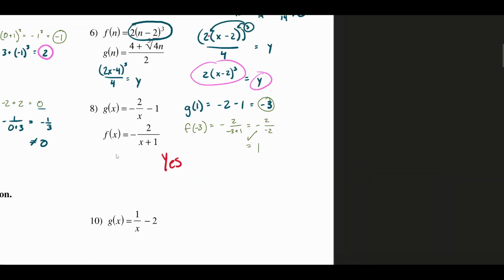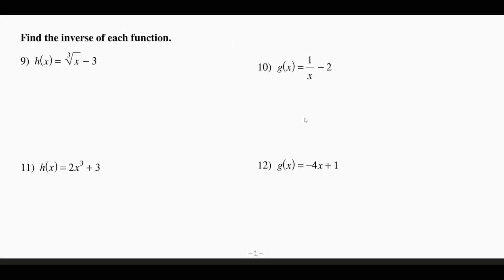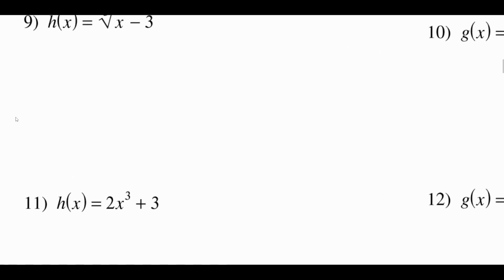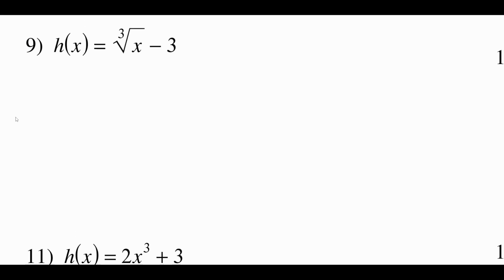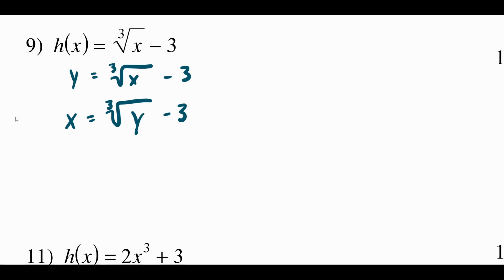So let's move on to our next set of directions. For this next set of directions, we're going to find the inverse of each function. So starting off with number 9, what are we going to do? Well, I like to write it in terms of y equals some expression with x. So I'm going to write this as y equals the cube root of x minus 3. Our first step after we rewrite is to switch x and y. So we're going to have x equals the cube root of y minus 3. Now it's just a matter of solving for y. Once we solve for y, we have our inverse function.